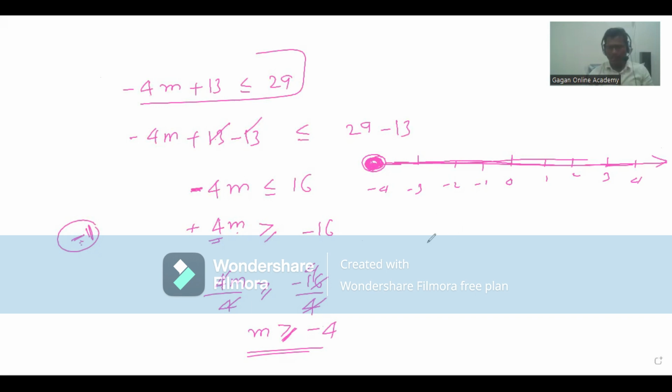Now here I am writing minus 4. Here this is shaded, so I am putting a close bracket. Finally, all these values we have to take. The last value I don't know, that is infinity. So whenever we find infinity, we have to use an open bracket. So this is the answer for this particular question.